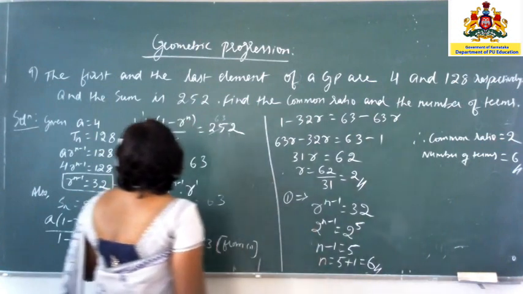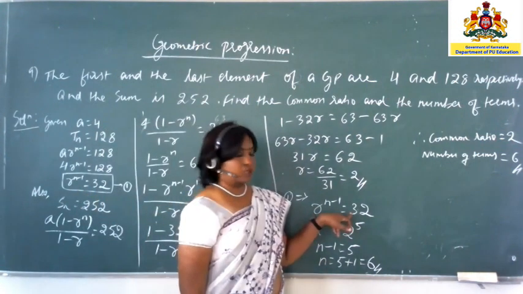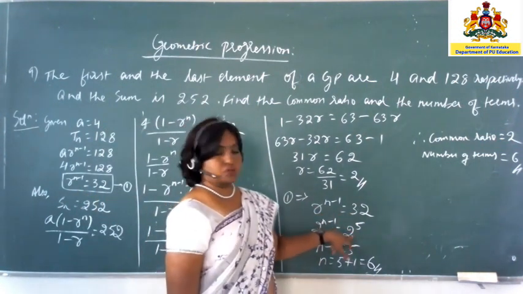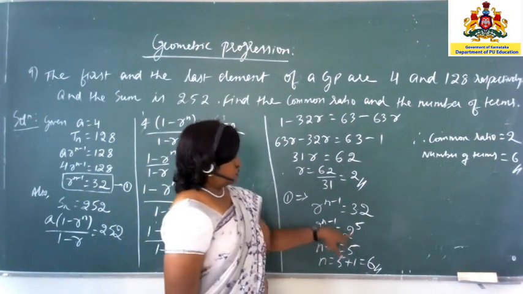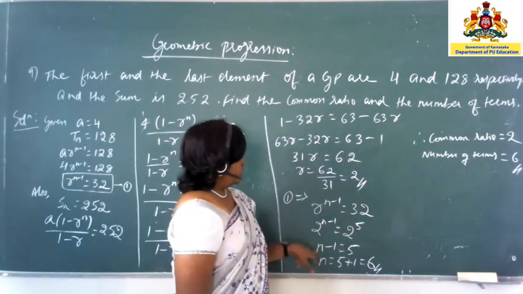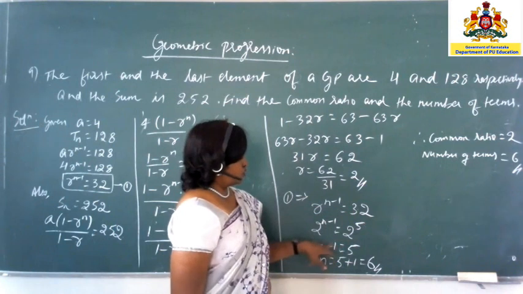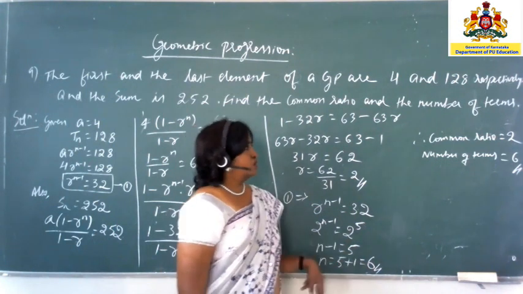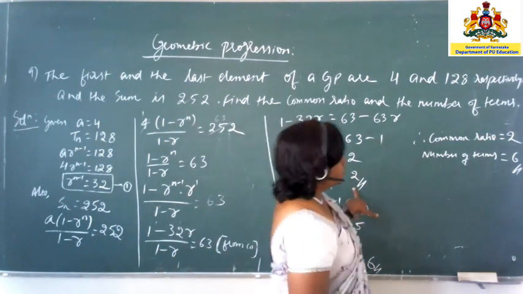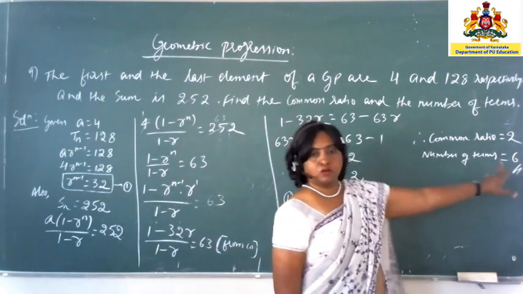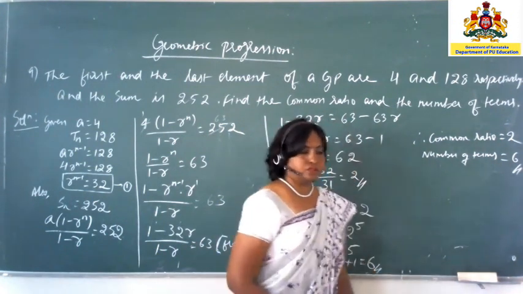So then r to the power of n minus 1 is equal to 32. So 2 to the power of n minus 1 is 2 to the power of 5. When the bases are same, power will be equal. N minus 1 is equal to 5. N is equal to 5 plus 1, that is equal to 6. So common ratio is 2, and the number of terms is equal to 6. Yes, make a note.